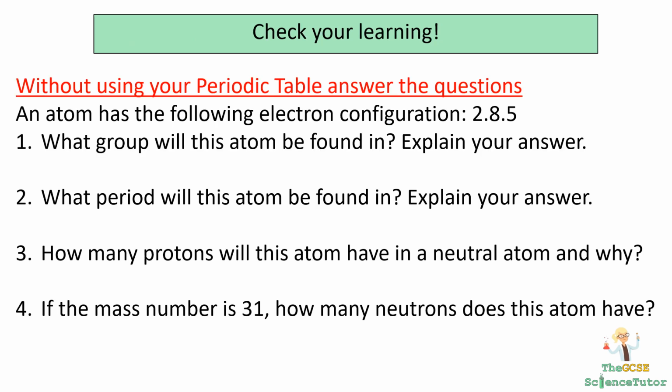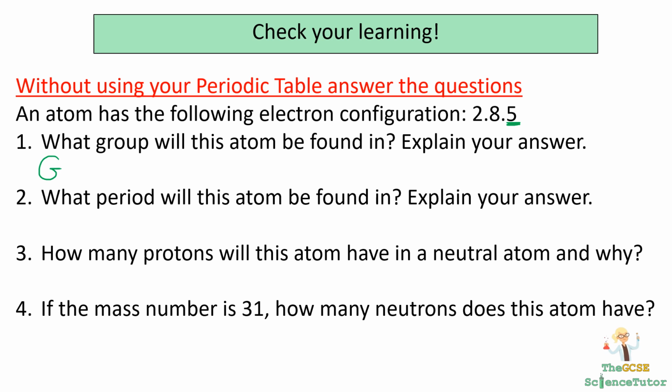And finally, let's check your learning from the lesson. Without using your periodic table, answer the questions below. An atom has the following electronic configuration: 2.8.5. Pause the video now and I'll go through the answers to the following questions in a few moments. Question 1. What group will this atom be found in? Explain your answer. Well, we can see that we have 5 electrons in the outer shell, so therefore it will be found in group 5.